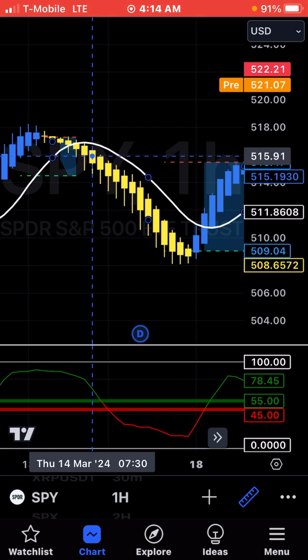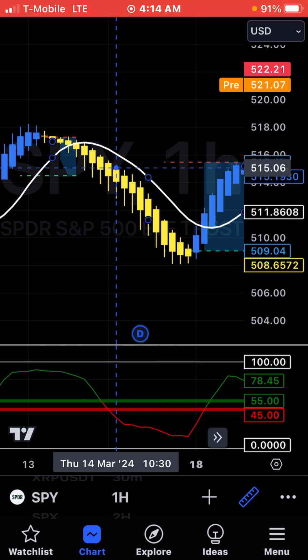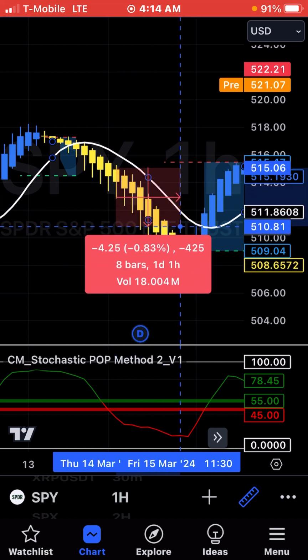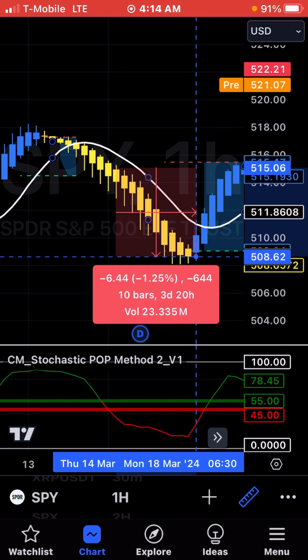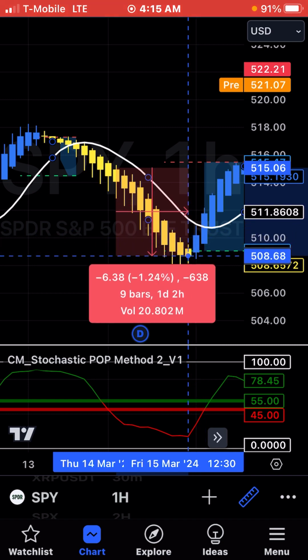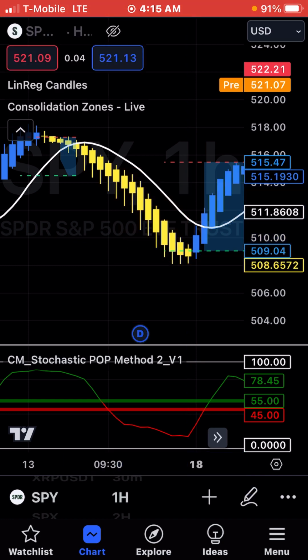So what you would do is enter right about here, because that's when the CM Stochastic picks it up. You would ride it out until it touches the linear line again, which is right here. If you waited till it touched the linear line again, this would be $456 if you did one contract, and you could ride it out till here. If you rode it out to here, you would have made $632.